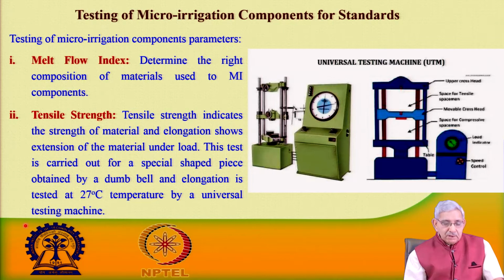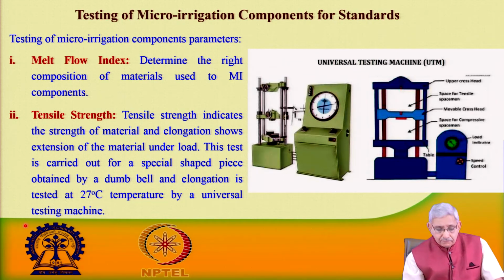So, one of the important things from the micro irrigation component point of view, because these are made up of plastics, an important characteristic to measure is the melt flow index. There is a machine which is used, and the composition of the material will describe what the value of melt flow index should be for a particular plastic material.